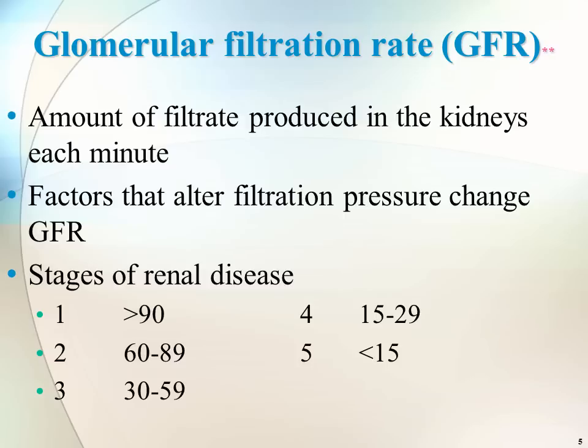I put this in here because we talk about glomerular filtration rate, GFR. We said that the blood moves into Bowman's capsule, into the glomerulus, and the glomerulus filters all the blood and makes a filtrate. That filtrate is composed of toxins as well as fluids and electrolytes that are essential to the body. So the glomerular filtration rate is the amount of filtrate that can be produced in 1 minute. There are a lot of factors that affect GFR, and we're going to talk about those. But we have these stages of renal disease here.